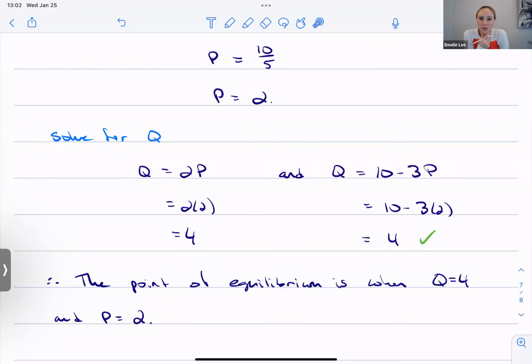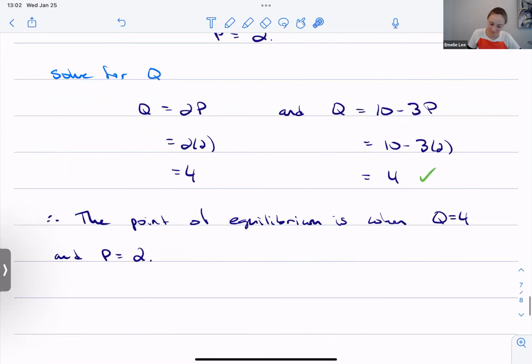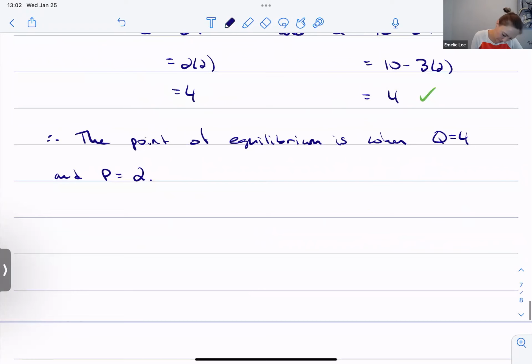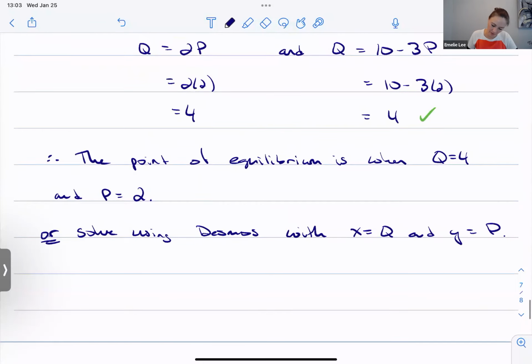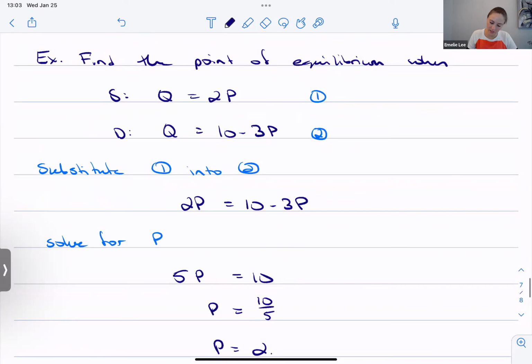All right. How can we solve these just using Desmos? As long as we make the substitution that X is for Q and Y is for P. So here, solve using Desmos with X equal to Q and Y equal to P, just making sure that you keep track of those.